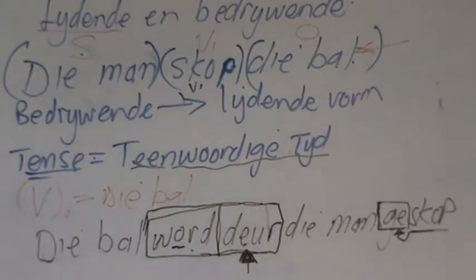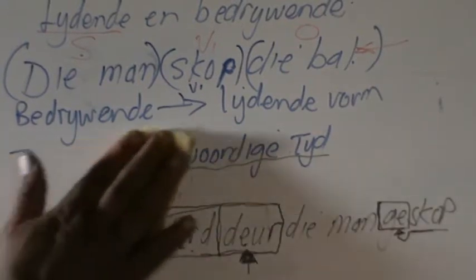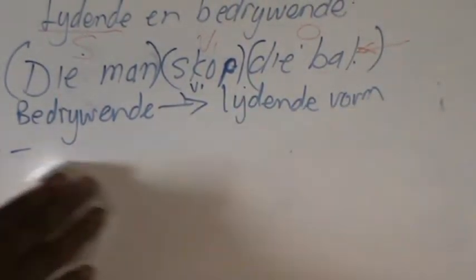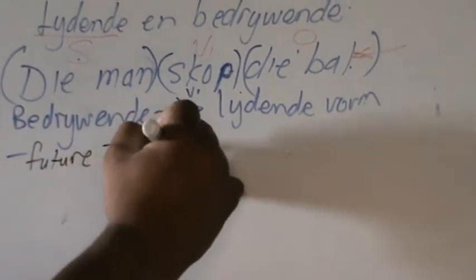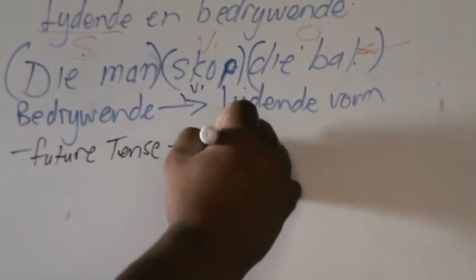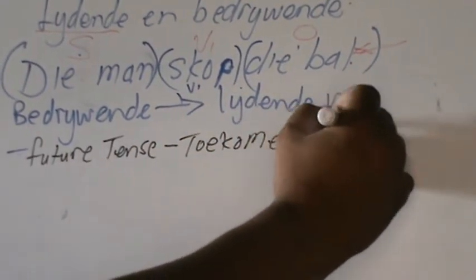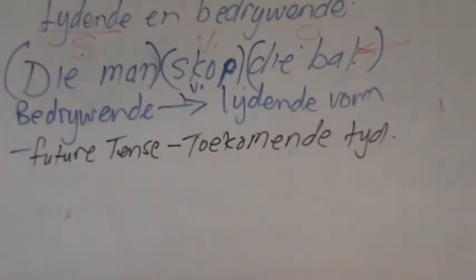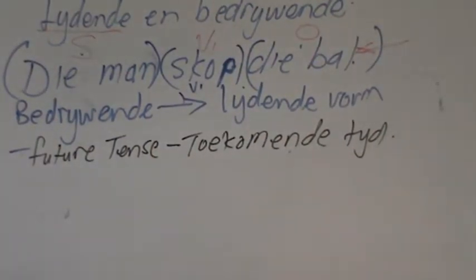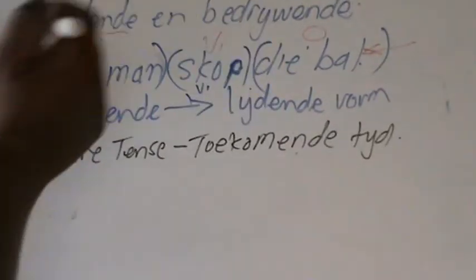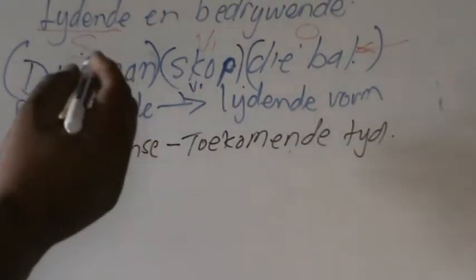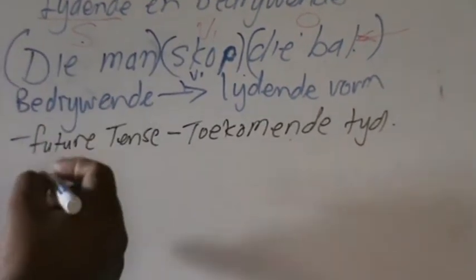Okay. Then, when we look at future tense, we're going to be looking at future tense, right? Sorry. Right, then it is future tense. That is toekomende tyd. Right, now we're going to look at toekomende tyd. Right, we're going to look at the future tense now. With our future tense, you will find that because we are still in lydende vorm, we still have to start with the object. Alright? This is in the present tense, we're doing the future tense now, right?